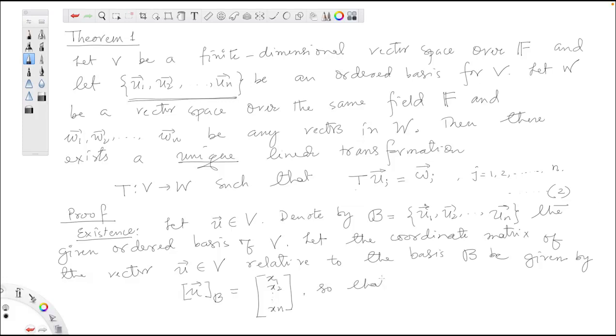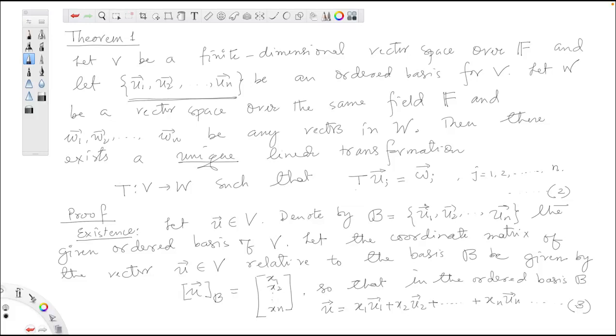So what is the basis expansion of this vector? In the ordered basis B, one has this basis expansion of this arbitrary vector U in the following way: x1 u1 vector plus x2 u2 vector plus all the way up to xn un vector. This is our equation number 3.